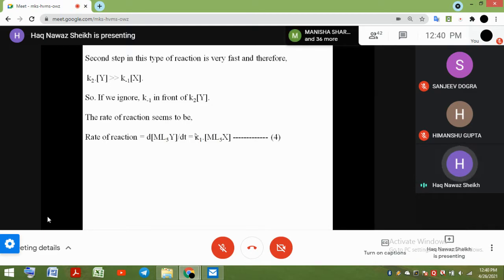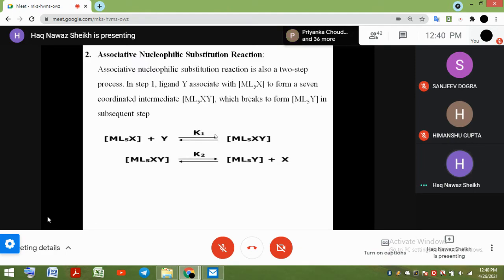The first step is reversible, so there is equilibrium. The second step is very fast. If the second step is quite fast, then the reaction must be independent of the concentration of the entering group. It must depend upon the concentration of only the starting material substrate. So that is first order rate. That is how the kinetics of an SN1 mechanism is developed.